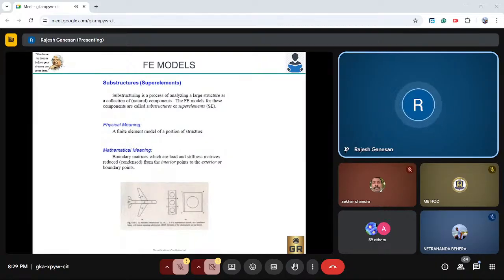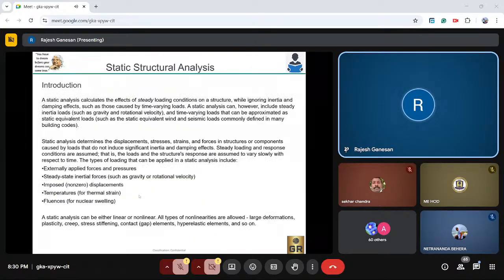Here you can see FE models and substructures, that is, super elements. Substructuring is a process of analyzing a large structure as a collection of natural components. The FE models for these components are called substructures. Physical meaning, a finite element model of a portion of the structure. As I told you already, the mathematical meaning and physical meaning will be there for a component. Boundary matrices will be considered as load and stiffness matrices, so everything comes into FEA models.